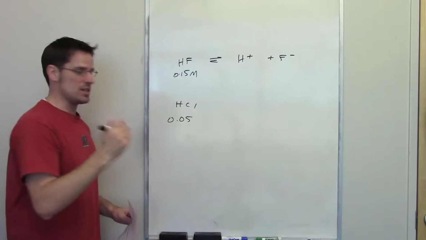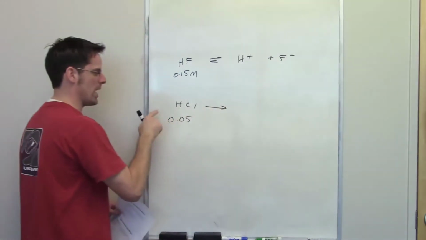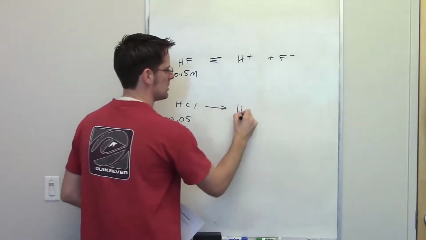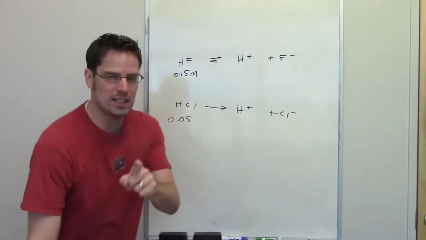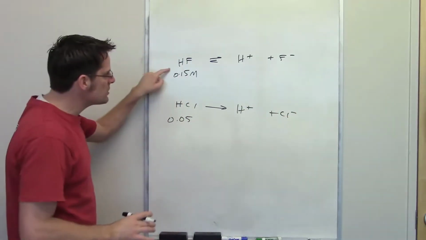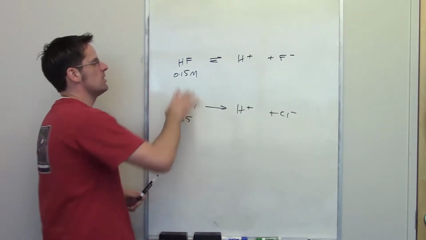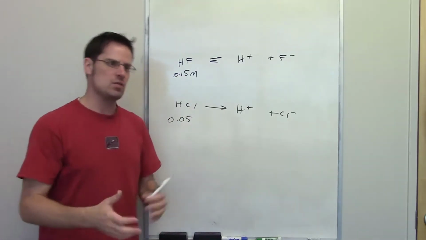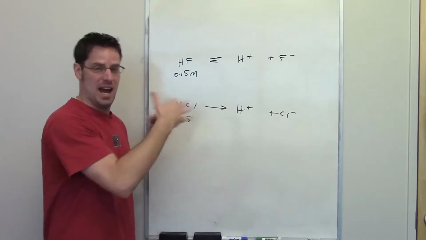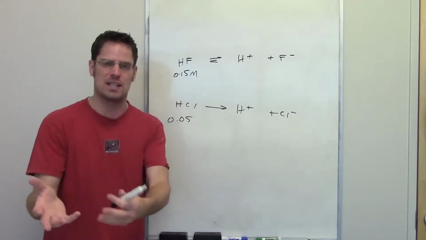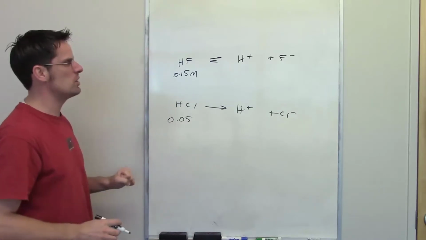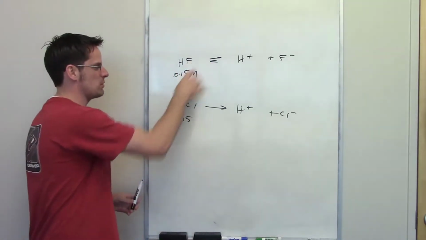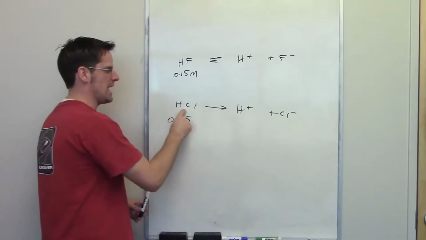HCl, in contrast, is a strong acid, which means it's going to have a one-way arrow and dissociate completely to form H plus and Cl minus. Now, if we want to calculate the pH of just a solution of HF, the way we would do that is by using its Ka and an ice table, like we've done in the past. But this is different, because this is not just a solution of HF. This is a solution of HF in which we've also added HCl.